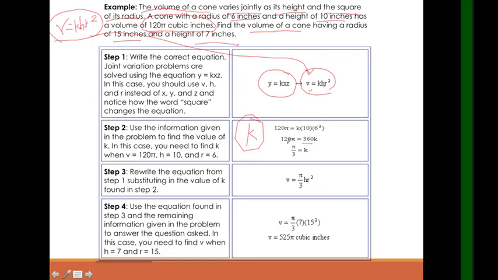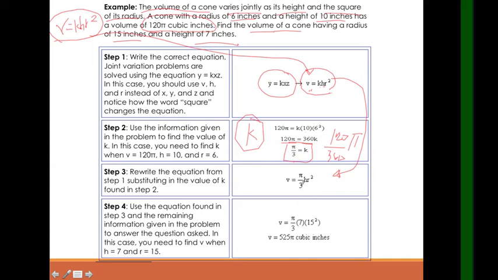So divide both sides by 360 and you will get pi over 3, di ba? That is 120 pi over 360. 120 divided by 360 is 1/3. So we have 1 pi over 3 or just simply pi over 3. That's the value of k. On the third step, we will use the same formula and we will substitute the value of k, which is pi over 3. So we have V equals pi over 3 hr squared.